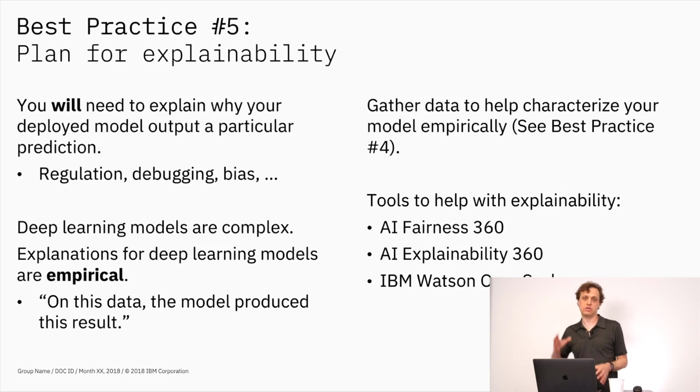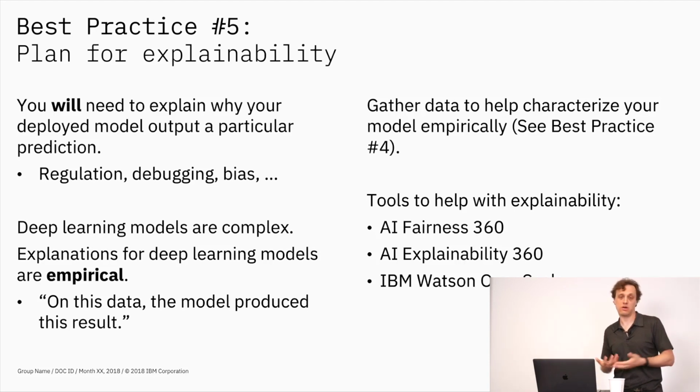There are lots of reasons, but you will have to explain that result at some point. And because of the inherent complexity of the formulas inside these deep learning models, the only way that people have to explain them is empirically, by saying, on this data, the model produces this result. On that data, the model produces that result. If we look at what's different between these two data items, we can discern something about the characteristics of the model.